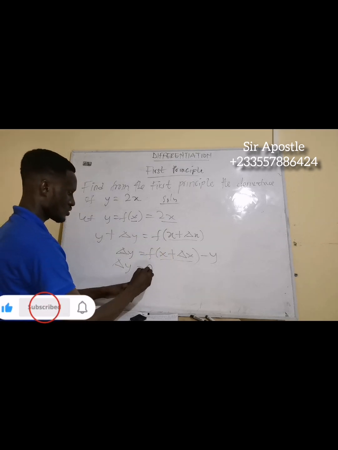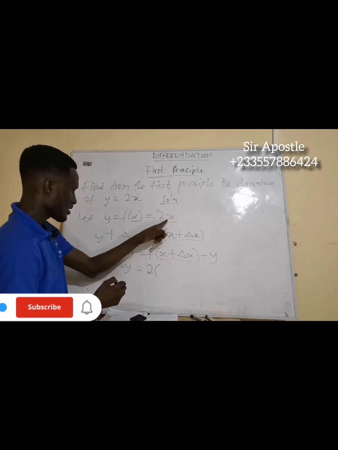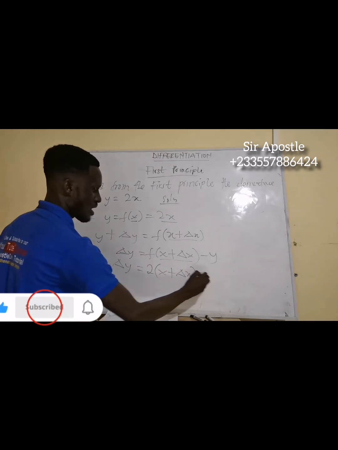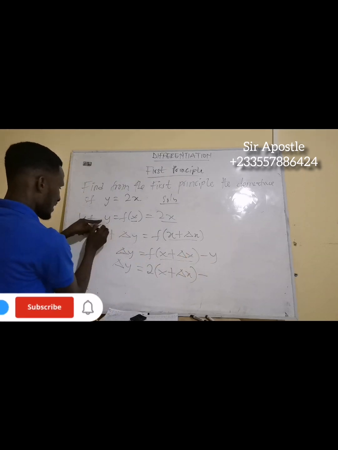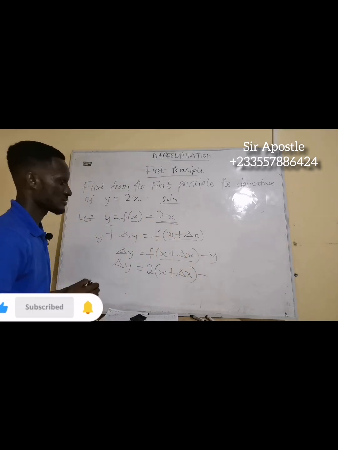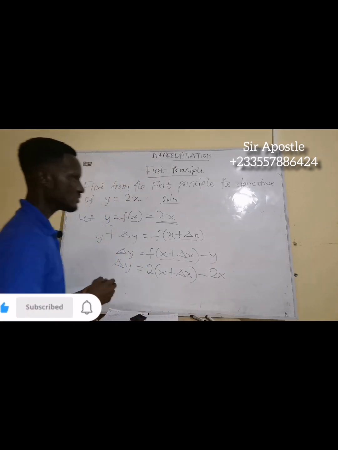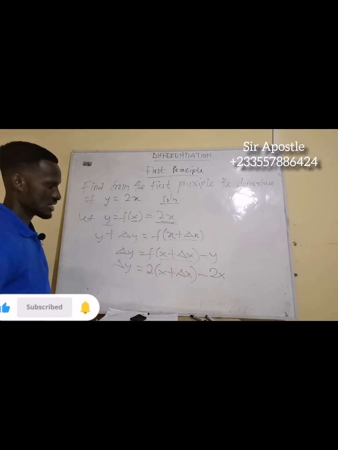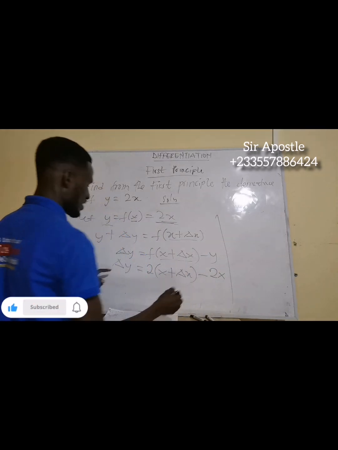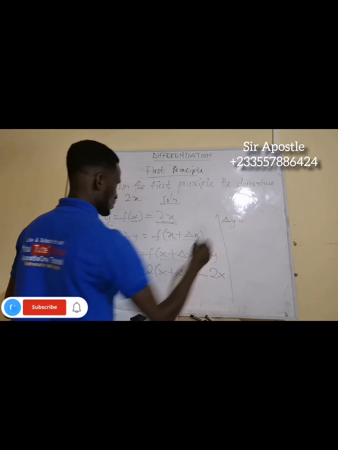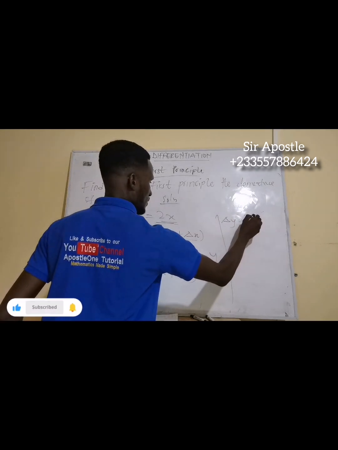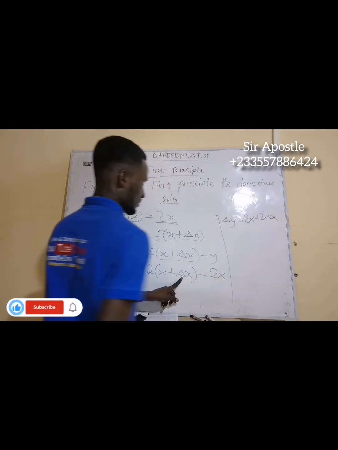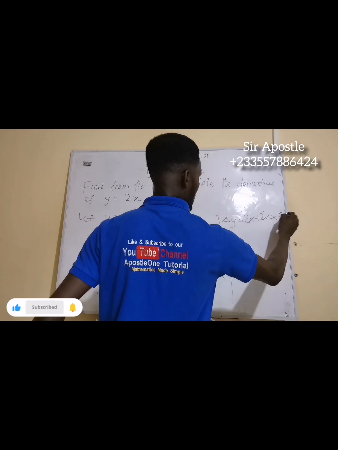So I'm going to get 2 times x plus this change in x, now minus y. What is y? y is the actual function, that is 2x. I hope this one is understandable. So the next thing, you have to expand throughout. So what I'm going to do is I'm going to expand. So we have change in y is equal to 2 times x will give us 2x, 2 times change in x will give us 2 change in x, minus 2x.